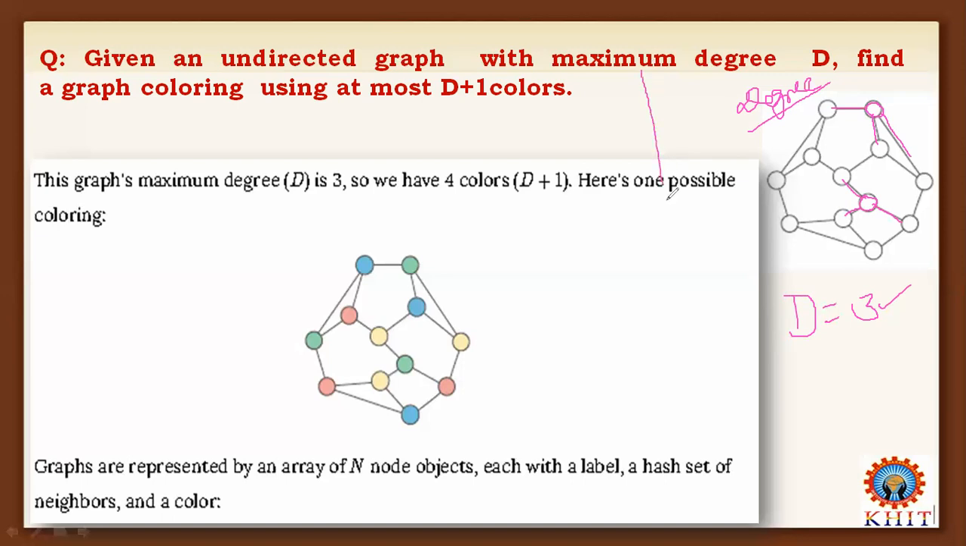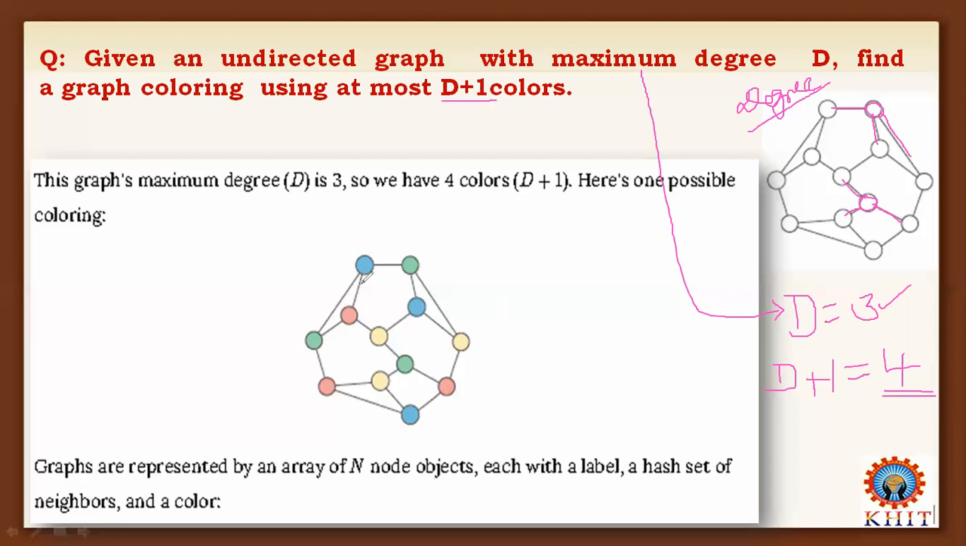So the maximum degree of the given graph is represented with the keyword d, that is equal to 3. But here we need to color the given graph with a maximum number of colors, that is d plus 1. That means the total number of colors cannot exceed 4. So the chromatic number of the given graph is 4, which is the minimum number of colors required to color each vertex in the given graph.